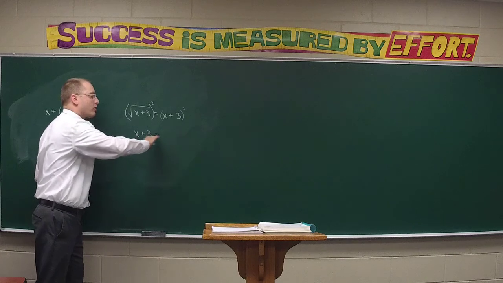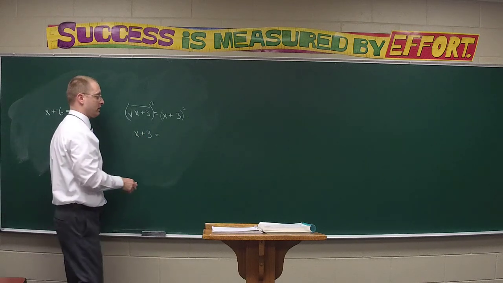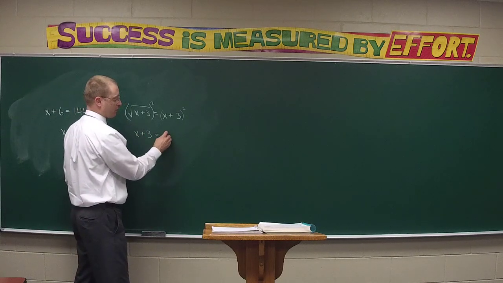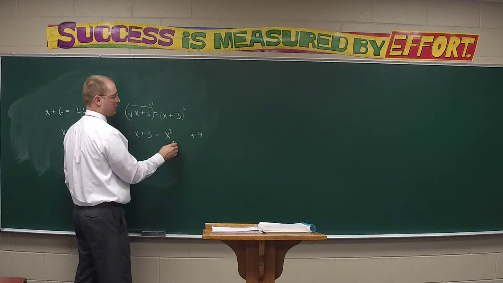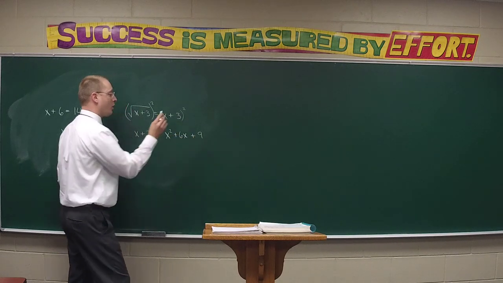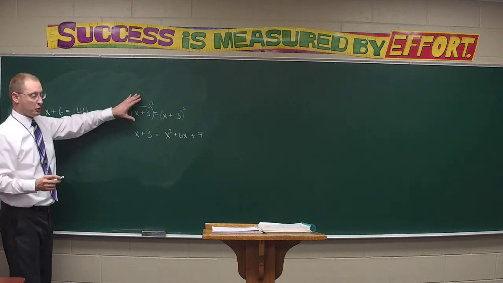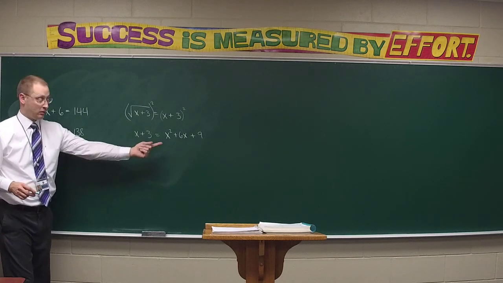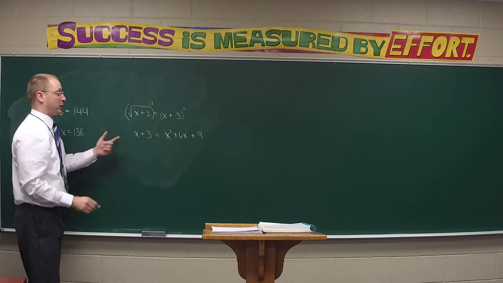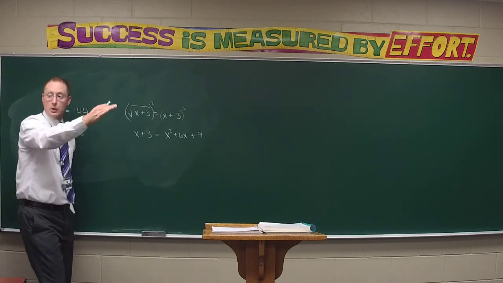So what do I get on the right-hand side here, Genesis? X squared, 9, and 6x. There we go. And all of a sudden now what started off as a radical equation has turned into, class, a quadratic equation, specifically a complete quadratic. Good, Brandon.